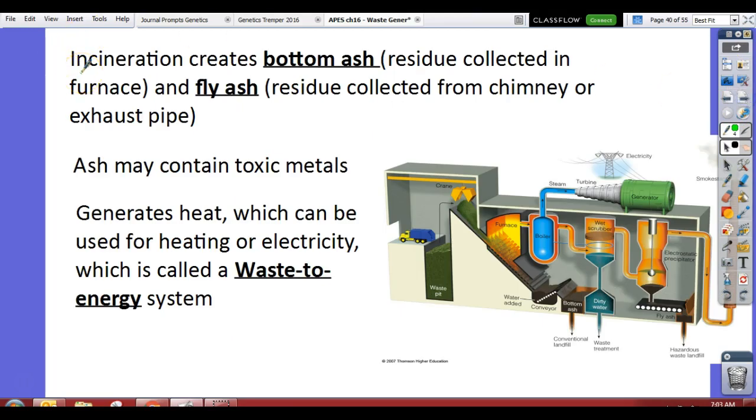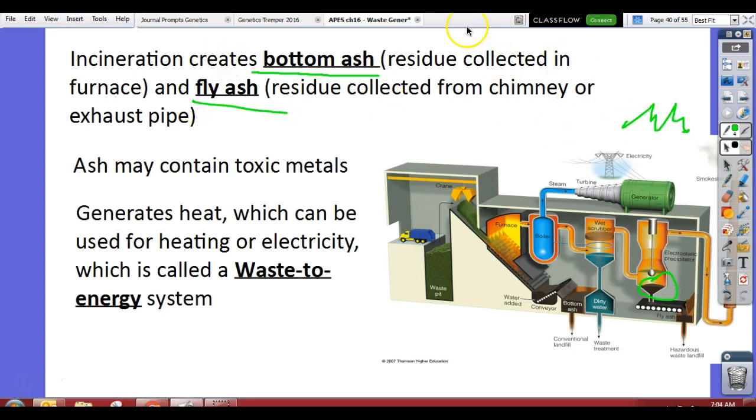So what's the problem then with burning it? Well, instead of having all of our waste go into a landfill, some of it now is going into the air. So it creates what we call bottom ash. Bottom ash is the residue that's collected in the furnace. It's literally the ash. If you burn a log, it's going to create some ashes. It's the ashes.